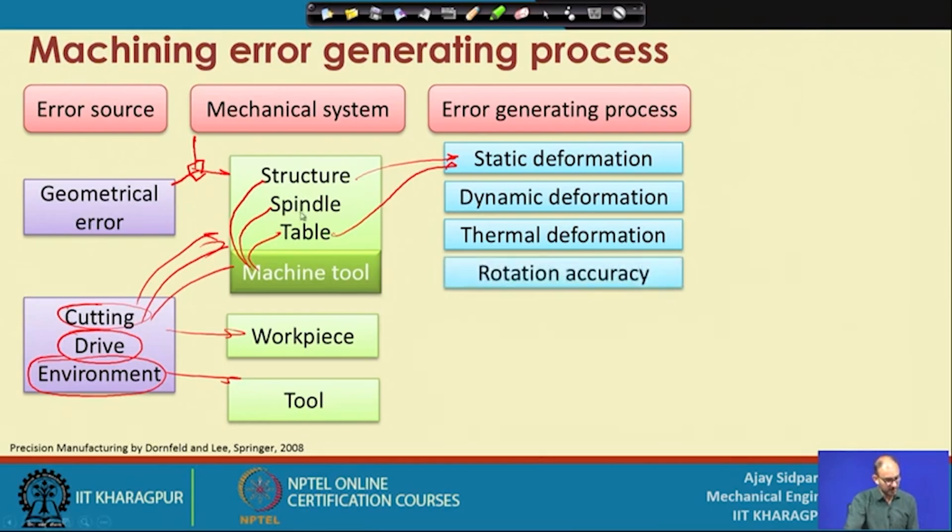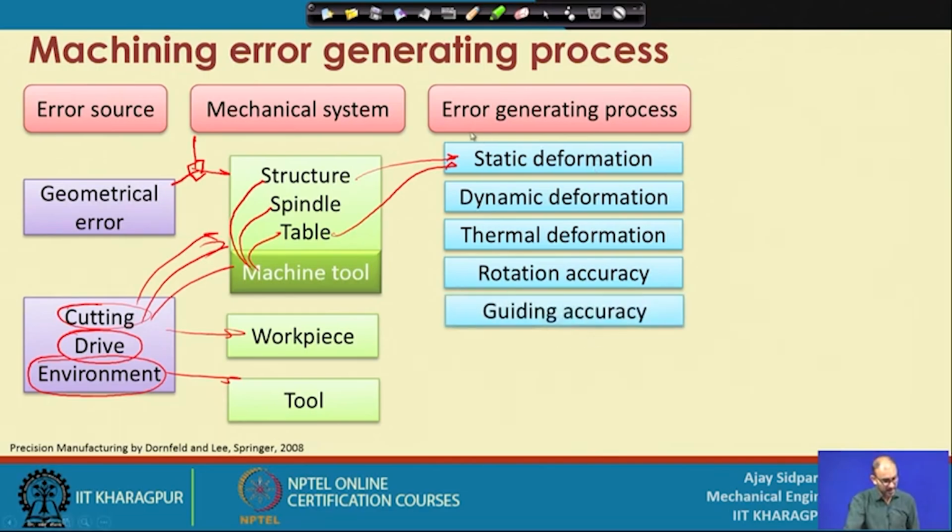Rotation accuracy is related mostly to the spindle, because when you rotate a spindle, it should be concentric with the spindle housing. If it is not like that, then there is a dynamic run out and a static run out. Those particular things will create a problem and generate some error during the process.